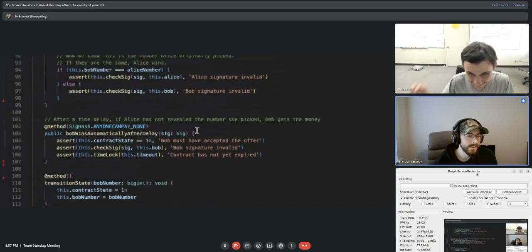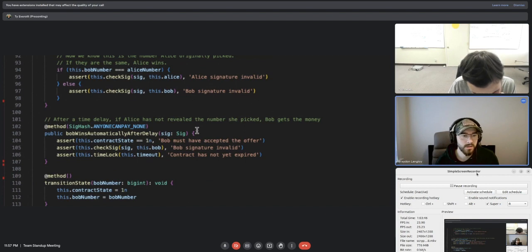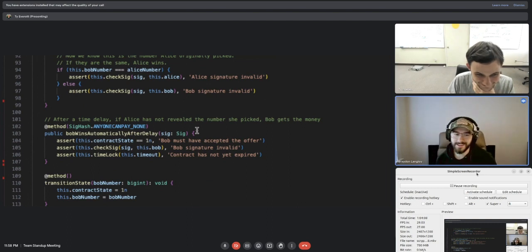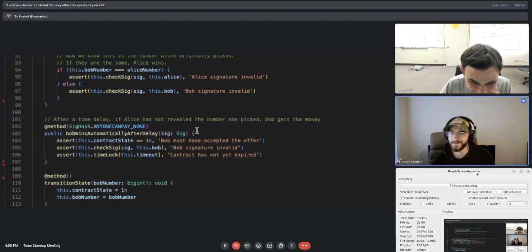There's another method, anyone can pay none. Bob wins automatically after delay. So if we are in the accept state and Bob has provided a valid signature and the time has expired, which they all agree on at the beginning is the amount of time within which this is supposed to happen, then Bob can get the reward.